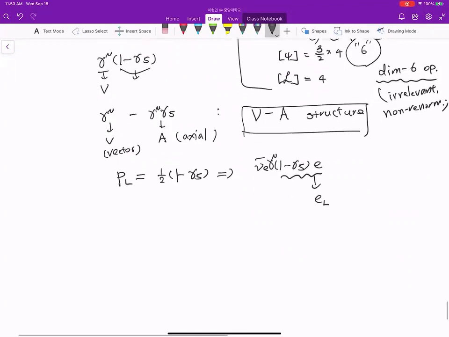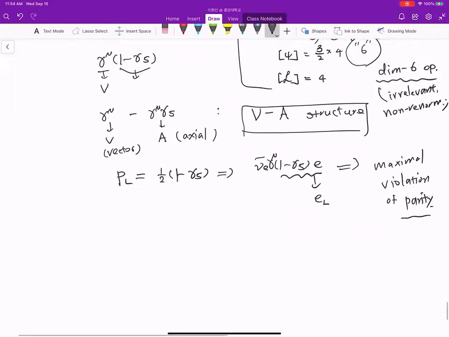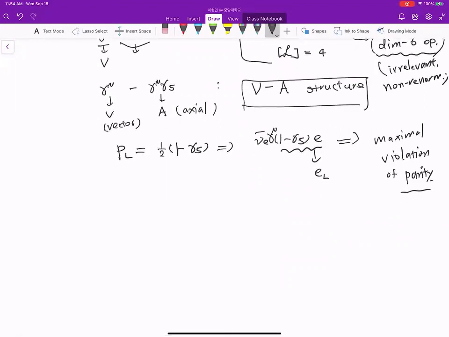Because of that, the V minus A structure implies the maximal violation of parity. And also this renormalizability, dimension 6 operator is valid. There are two things. The one is good: this Fermi interaction is good for low energy.